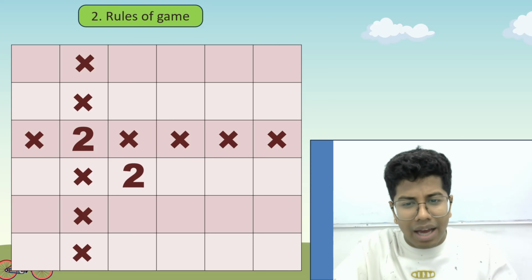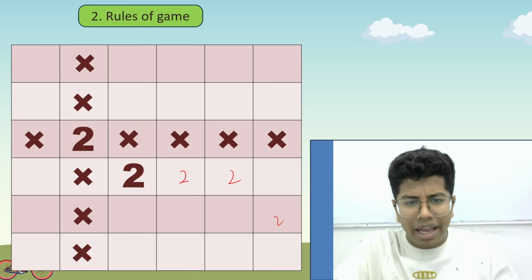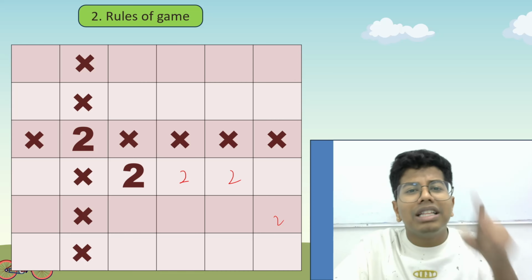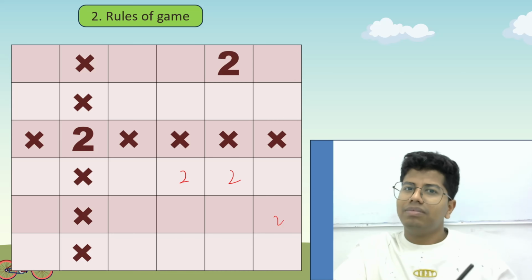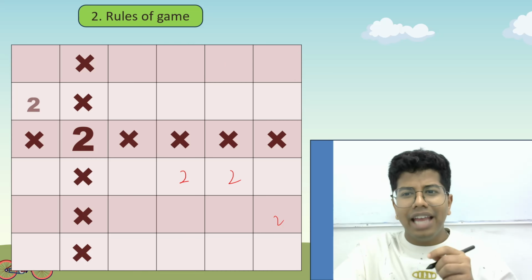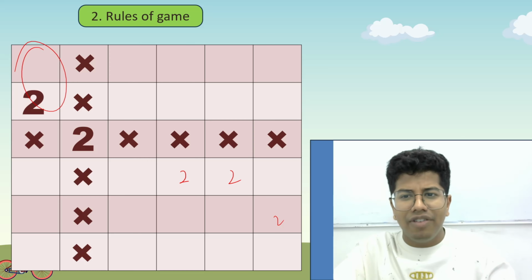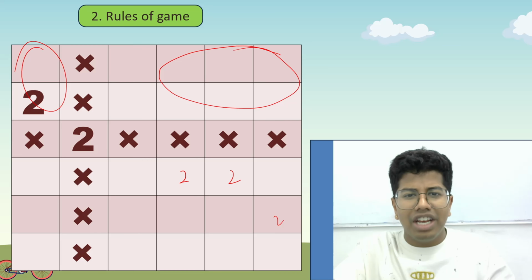So if I want to put 2, where else can I put 2? I can put 2 here, here, anywhere. But I can't put it in the same row or same column. The same thing goes if I put 2 here. I can put it here, in this region, anywhere.